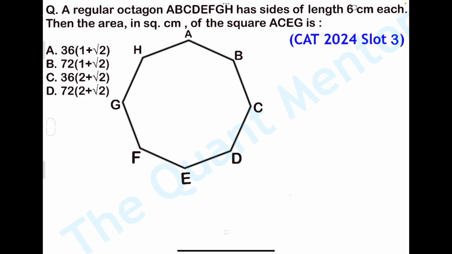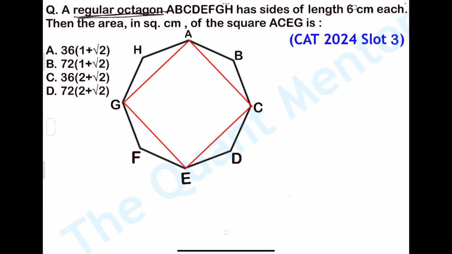So the situation has been shown here. We have a regular octagon ABCDEFGH. It has sides of length 6 centimeters each. We want the area of the square ACEG as shown in this question. So ABCDEFGH is a regular octagon.